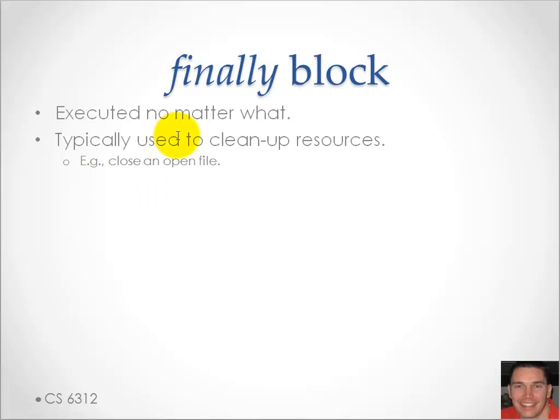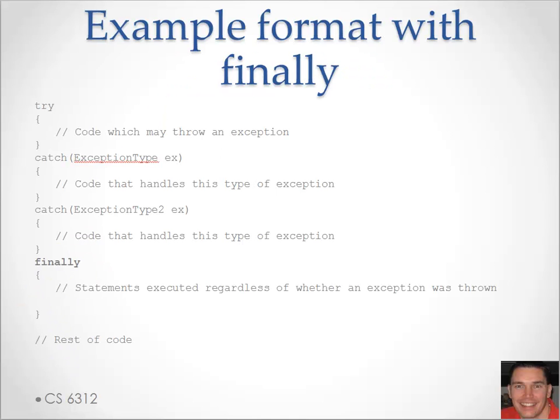Now the finally block, so we can have a try, a catch, and then a finally block. That code there is executed no matter what. It's going to be executed if in your try block everything worked out correctly. It's going to be executed if in your try block there was an exception thrown and that exception was caught by a catch handler. Then it's going to go execute in the finally block. So no matter what, code in the finally block will always be executed.